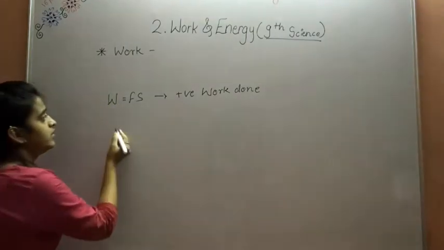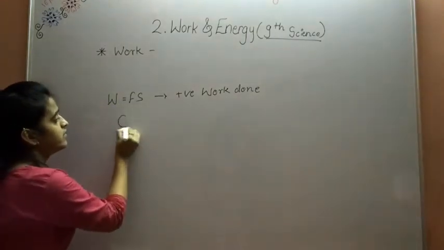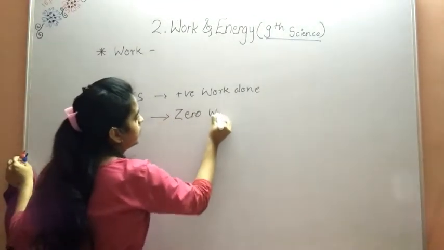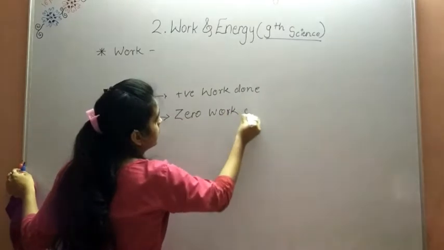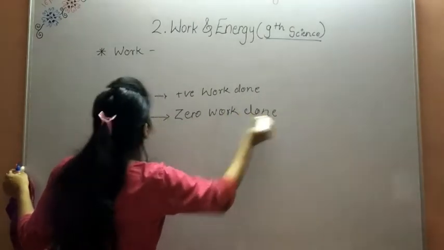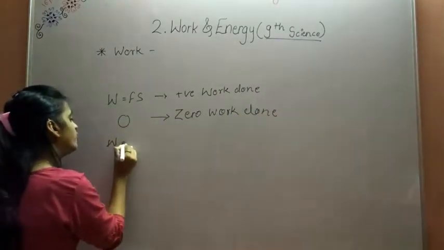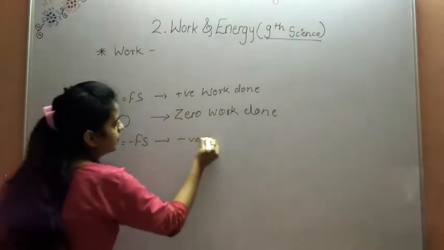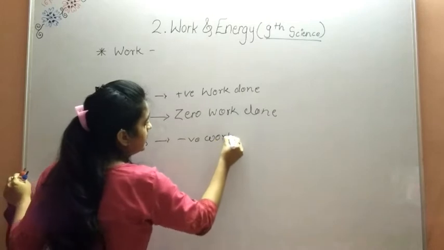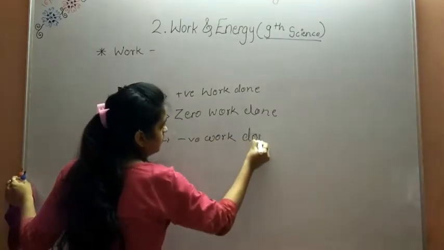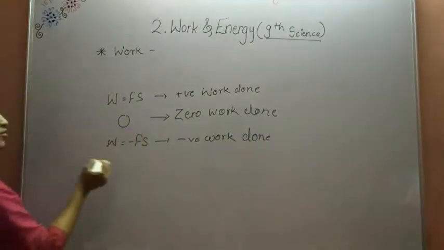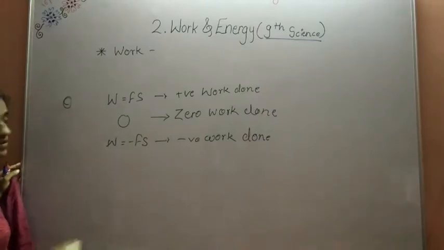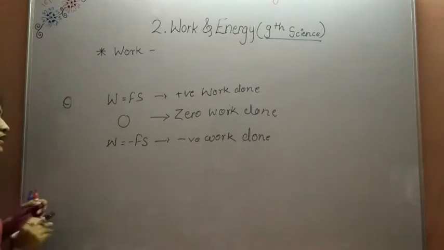Next, when this value of the equation is 0, this is zero work done. And next, W equal to minus Fs means this is negative work done. So these values depend upon the value of theta.